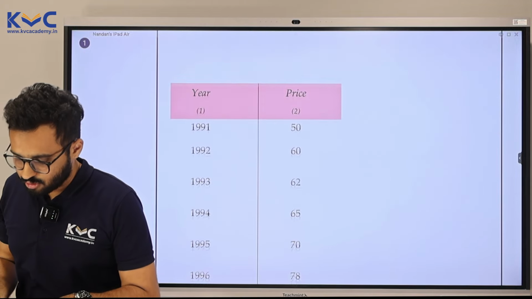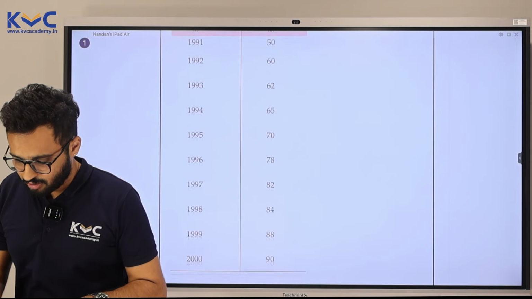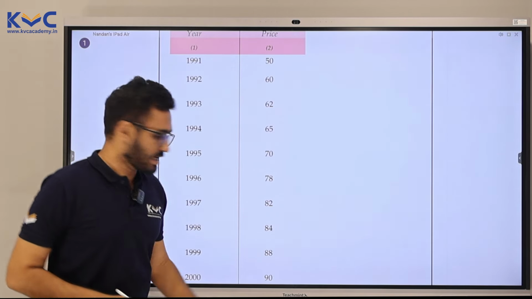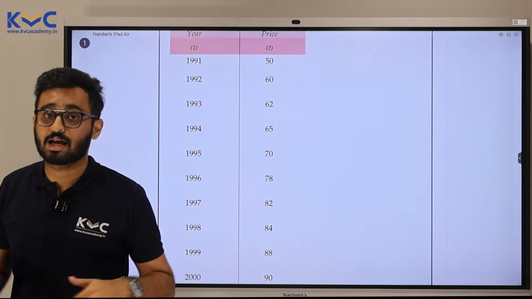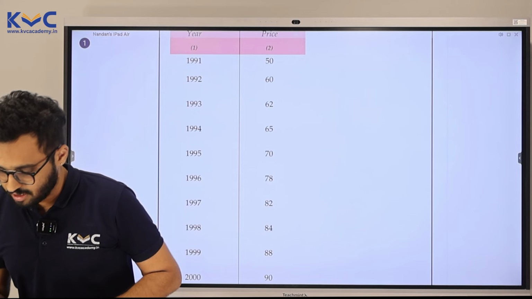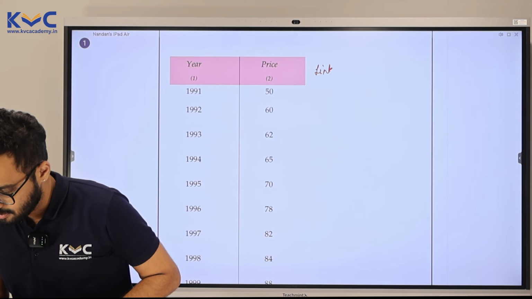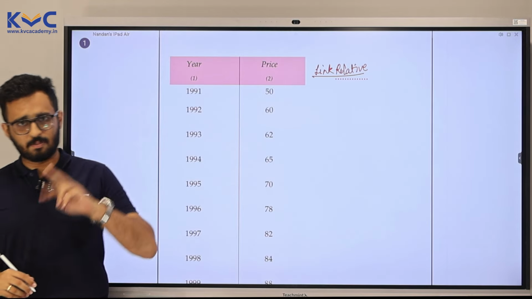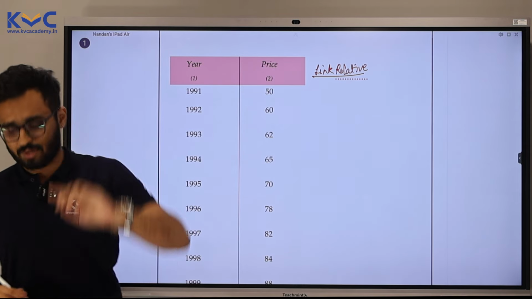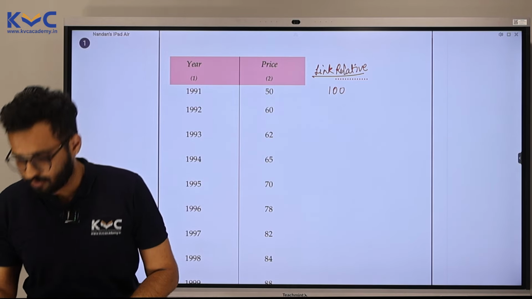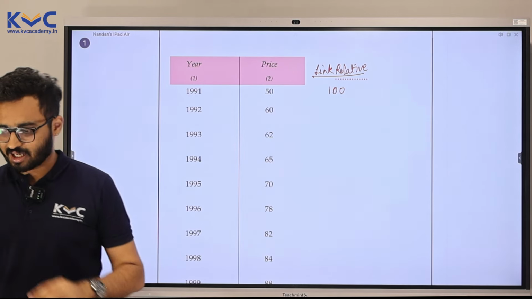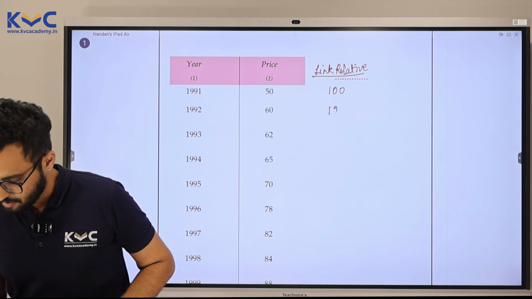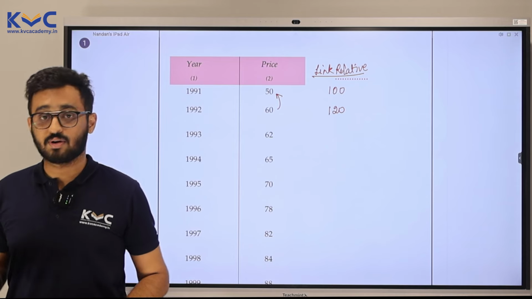Okay, let's see how to do this. So let's say we have data of multiple years like this, years 1991 to 2000, and price is given. So if we are to calculate chain index number, first we need to calculate link relative. Link relative is basically price relative for every second year compared with the first year. So link relative, of course everything starts from 100. For the next year, link relative is 60 by 50 into 100, 120. Are you understanding? 60 by 50 into 100.